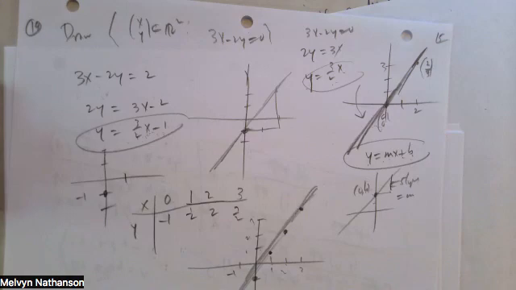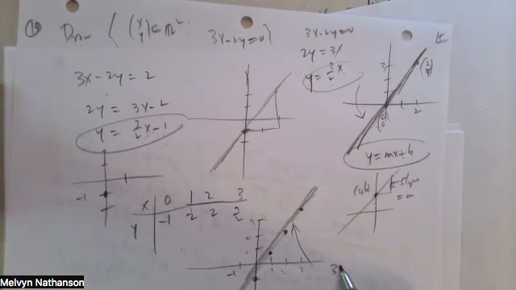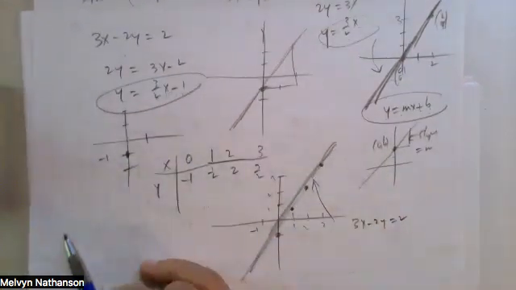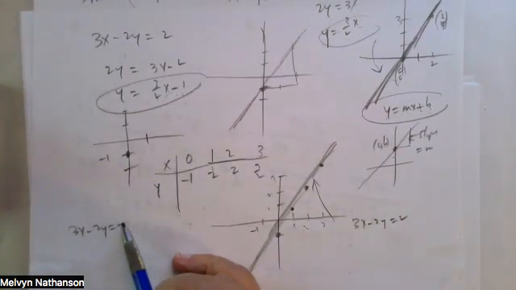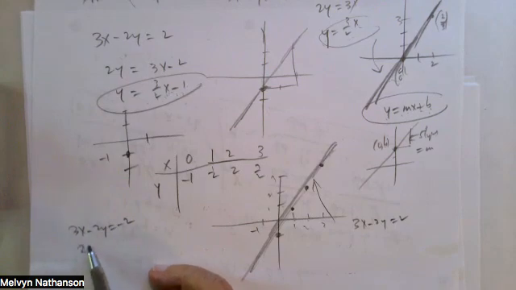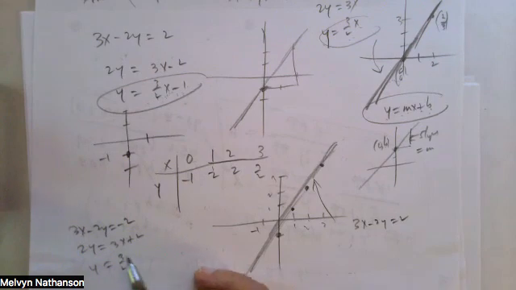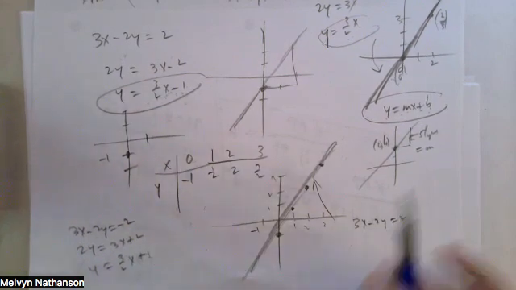For this one, they said draw for C equals -2 and C equals 2. Right. Is this the drawing for both of them? No. This is for 3x minus 2y equals 2. And if you want to solve 3x minus 2y equals -2, that's 2y equals 3x plus 2. Y is 3/2 x plus 1.